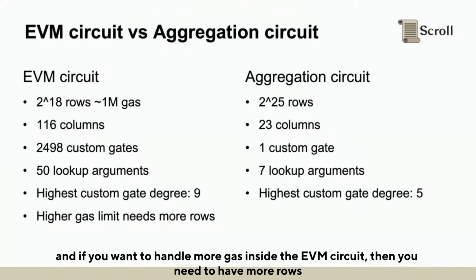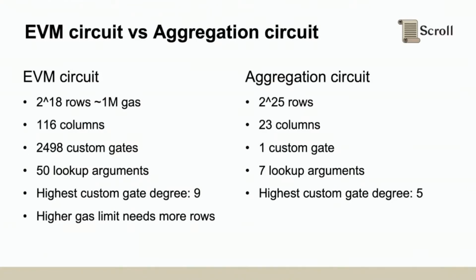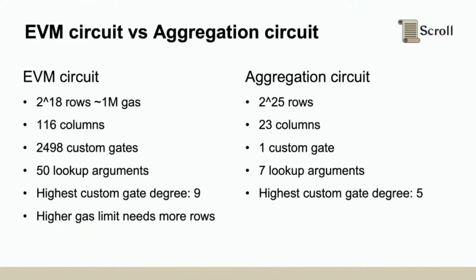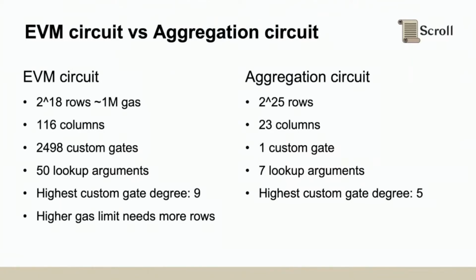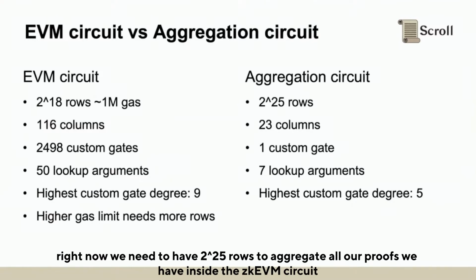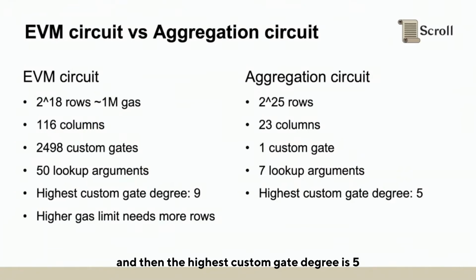If you want to handle more gas inside the EVM circuit, then you need more rows. For example, with 2^19 rows you can probably handle 2 million gas. In comparison, the aggregation circuit we have uses 2^25 rows, because we need to aggregate all of the different circuits inside one aggregation circuit. That requires a lot of ECC operations. Right now we need 2^25 rows to aggregate all the proofs from the zkEVM circuit. It has 23 columns, 1 custom gate, 7 lookup arguments, and the highest custom gate degree is 5.